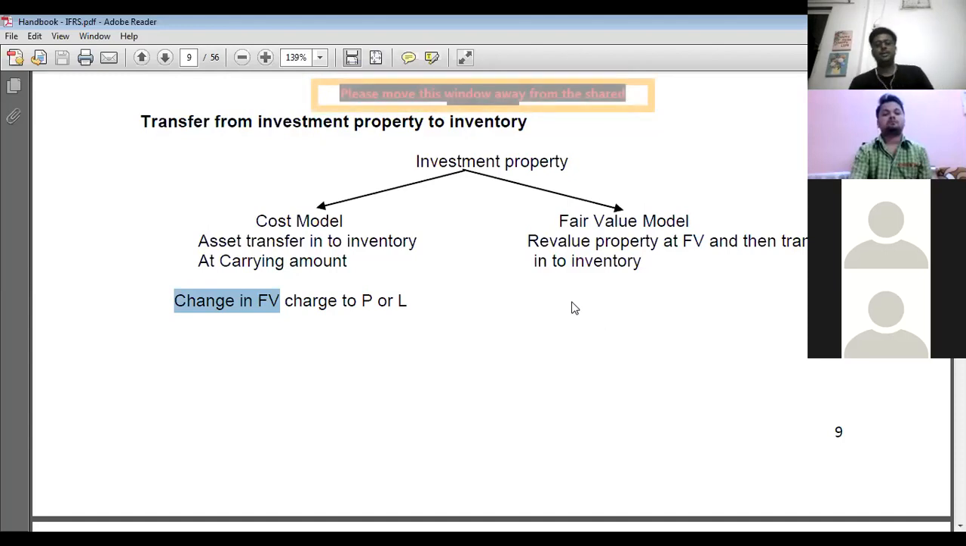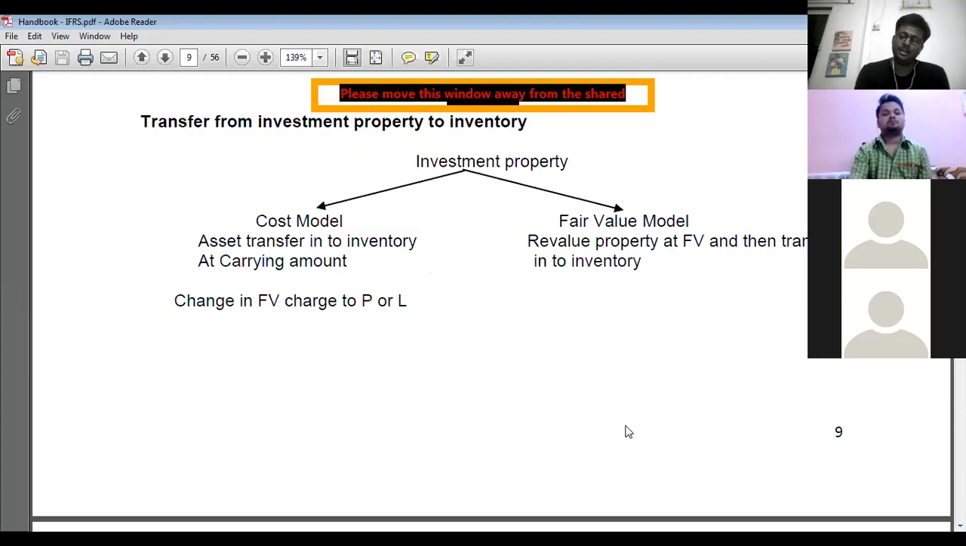And if we have used the fair value model, then again, same as property, plant and equipment, before transfer, revalue the property at fair value and then transfer it to inventory. So before transferring, revalue, and any gain or loss will be recorded in the statement of profit or loss. So there are two types of transfer. We have seen investment property to property, plant and equipment, and investment property to inventory. Once it is transferred to inventory, the accounting treatment as per IAS 2 will be followed.